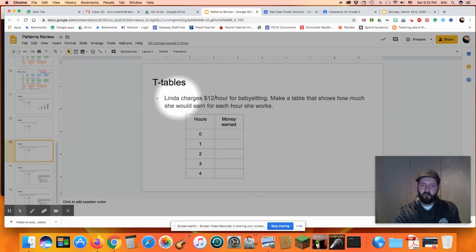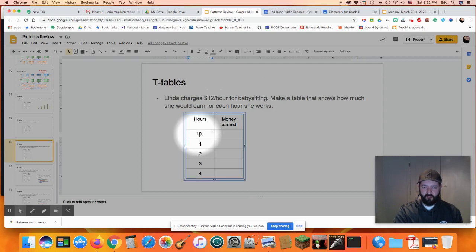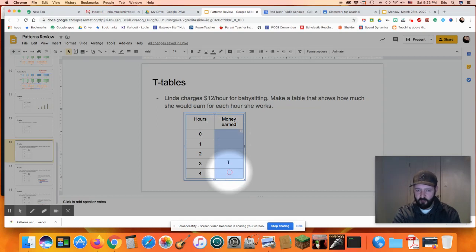Linda charges $12 per hour for babysitting. Make a table that shows how much she would earn for each hour she works. Now, I know you're looking at this and you probably think including 0 hours of work would be useless, but it is still important information. Remember, we need a starting point. And in this example, a good starting point would be 0 hours. And if she works 0 hours, that probably means she's earning $0.